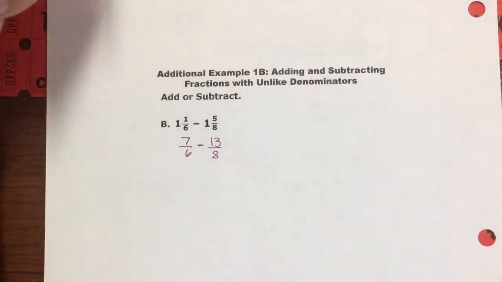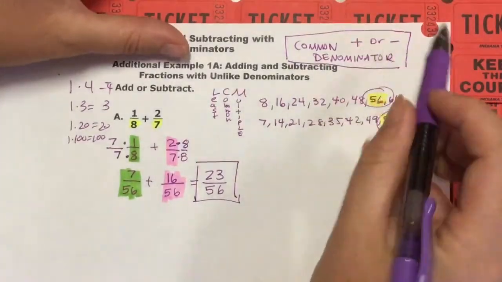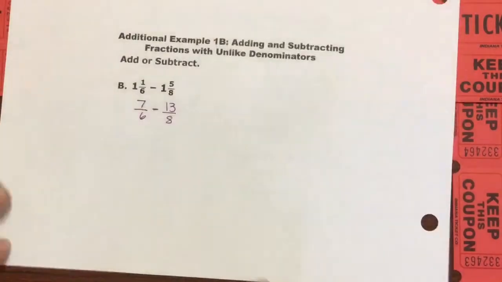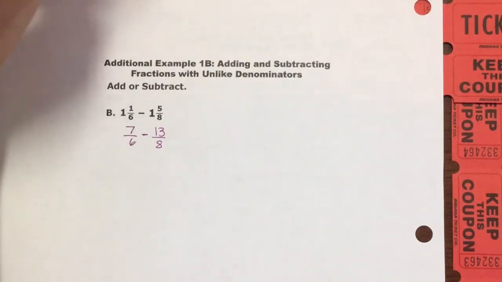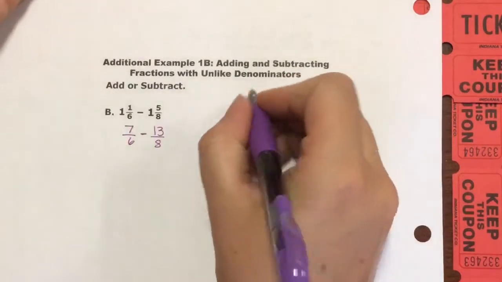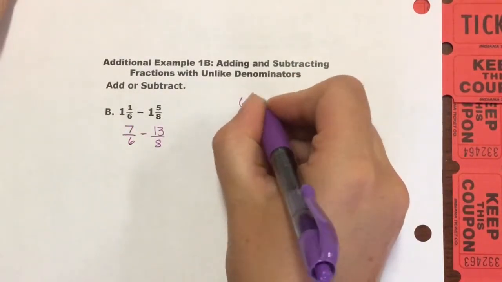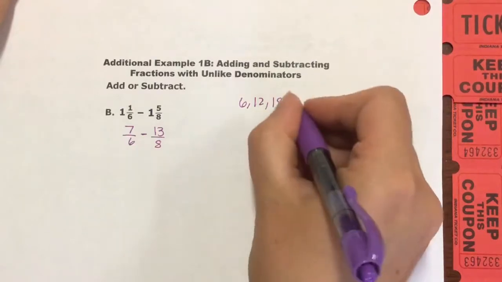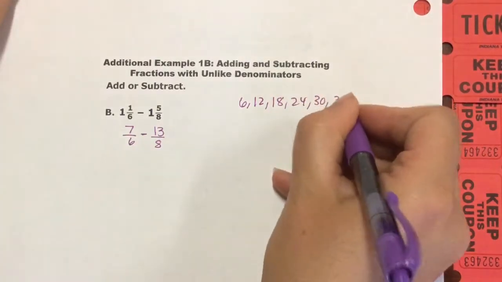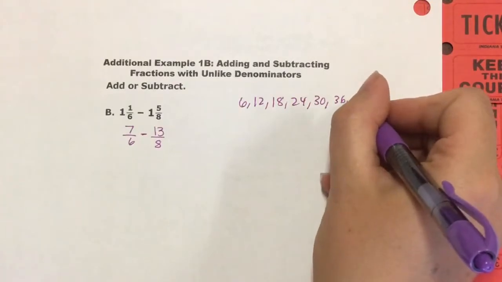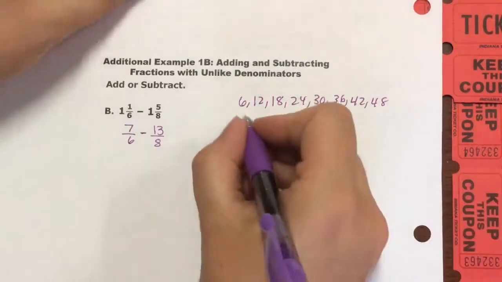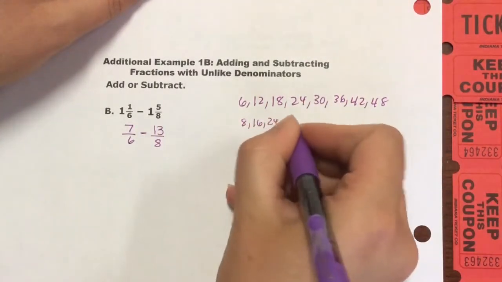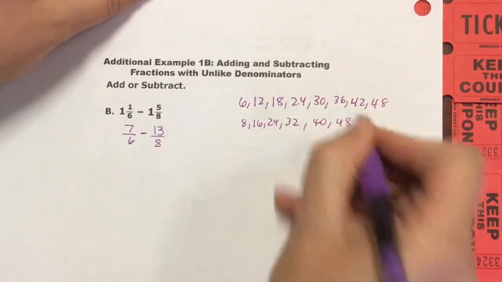Okay, here we go. Now we're subtracting, but the rule is still the same. Whenever we are adding or subtracting, we need a common denominator. So we have 6 and 8. What's the common denominator going to be? Well, we have to find the least common multiple of 6 and 8. If we count by 6s, we go 6, 12, 18, 24, 30, 36. What comes next? After 36, that would be 42, 48, right? And then we count by 8s: 8, 16, 24, 32, 40, 48.